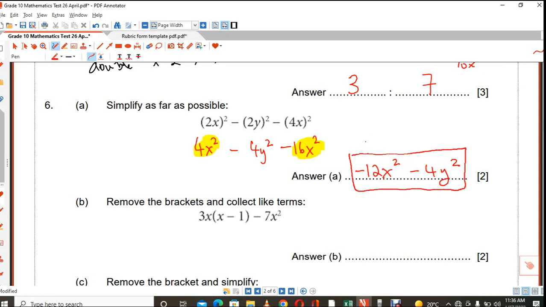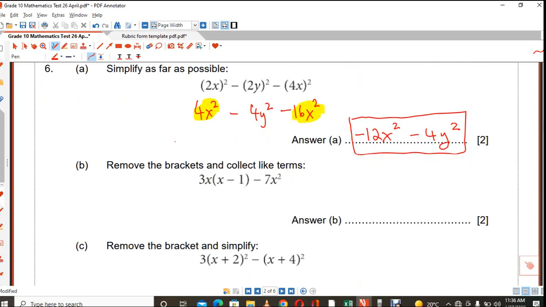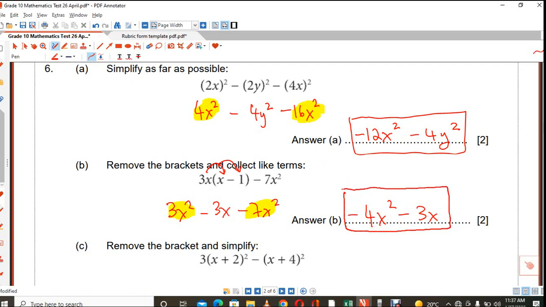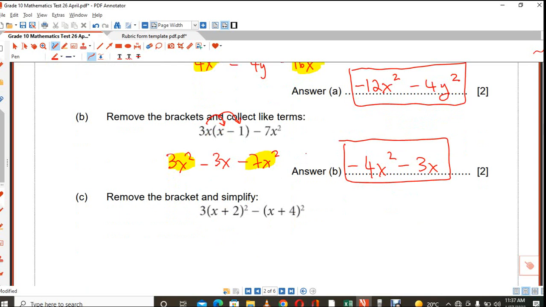You get a mark for each correct term. If you miss a minus, then you are not going to get the mark. Here you were supposed to multiply first, that is 3x squared minus 3x minus 7x squared. Are there like terms there? Yes. If you take 3x squared and take away 7x squared, you get what? And the 3x is on its own, and that is all that you were supposed to do. I can't give you a mark because if the sign is not there, it's wrong.